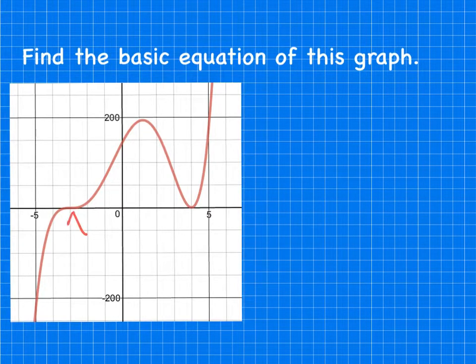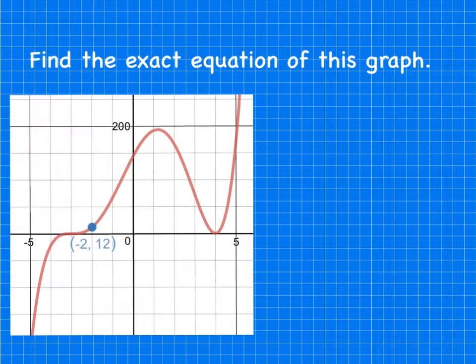So given that root right there and the fact that that's a flat root, that factor would be x plus 3 cubed. That's our other root at 4, so that is x minus 4 squared. That gives us our basic equation. Now, if we take that information, we add one piece of information, which is this xy value here, negative 2, 12, then we can find the exact equation.